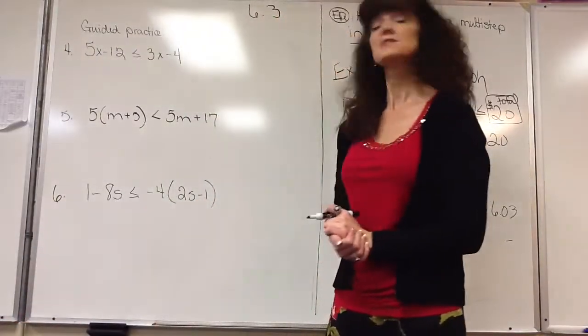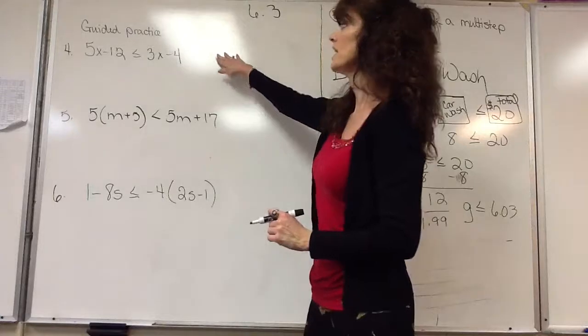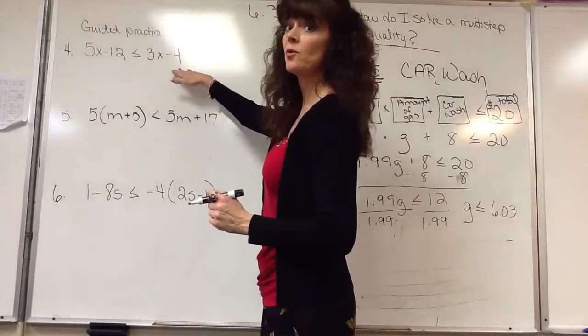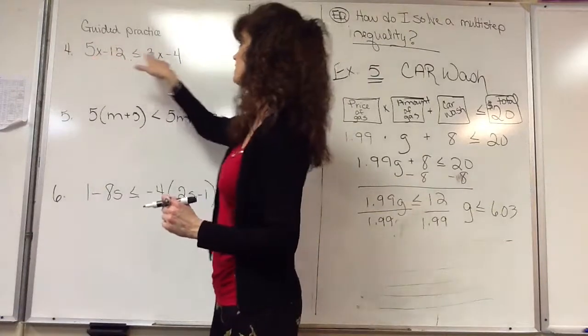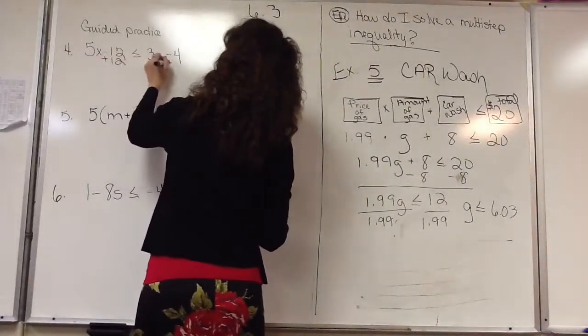Still on section 6.3, but we're going to go over the guided practice. So let's go ahead and look at problem number 4. We're just solving this equation. Notice I have an x value on both sides. So I'm going to start off by adding 12 to both sides.